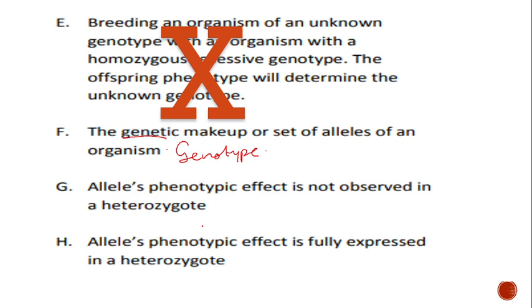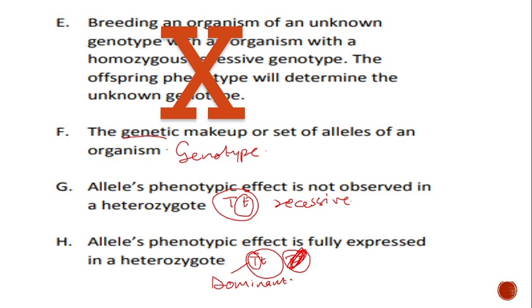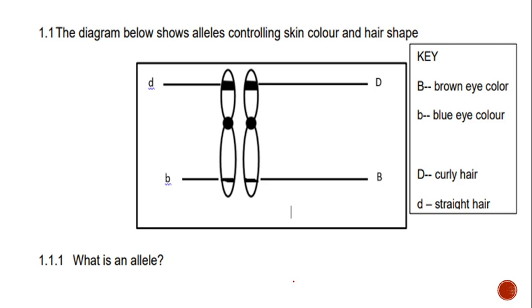An allele's phenotypic effect is not observed in the heterozygote. Meaning if you have a tall, short genotype, this allele's phenotypic effect will not be observed. So that means it is recessive. An allele's phenotypic effect is fully expressed in a heterozygote, which means it is dominant. So yeah, this is some of them. And if you want, you can do these questions that will help you understand the topic.